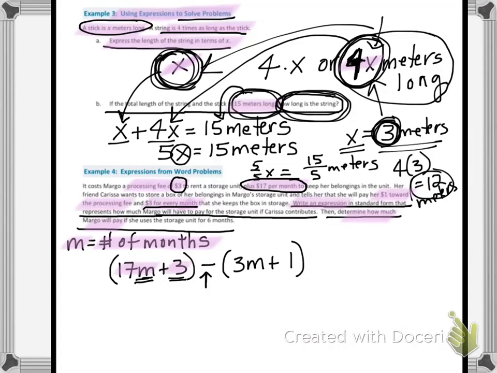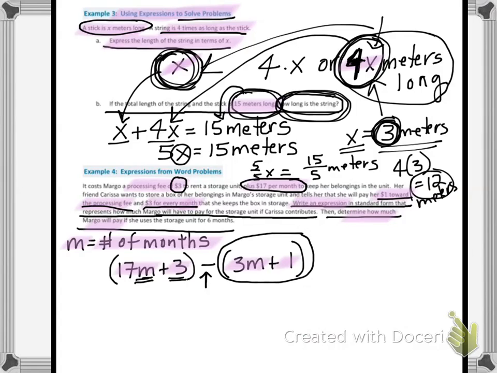Okay, and that is this one right here, the $3, 3M, 3 per month, and then she was actually going to give her $1. She was going to contribute $1 toward the processing fee. Okay, and that was this over here, this +1. So this whole thing is going to be subtracted away. This whole bit is going to be subtracted away.